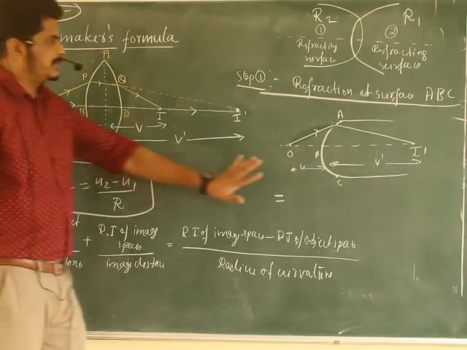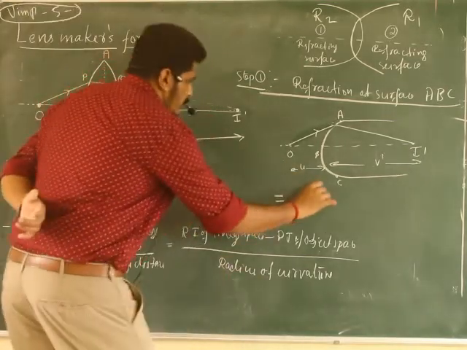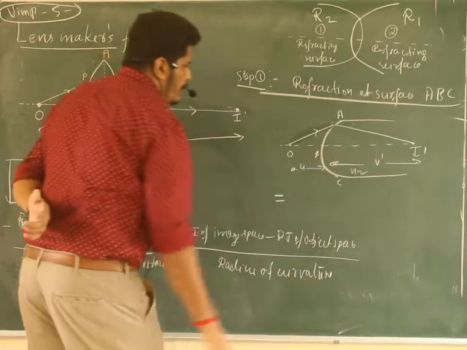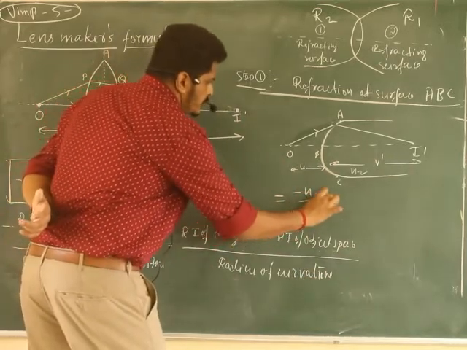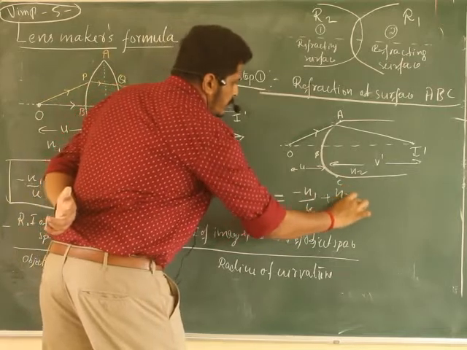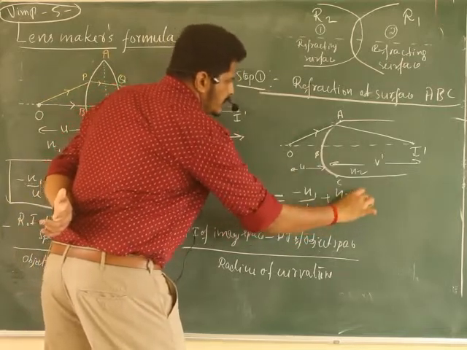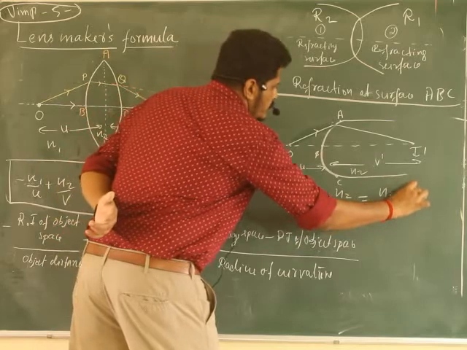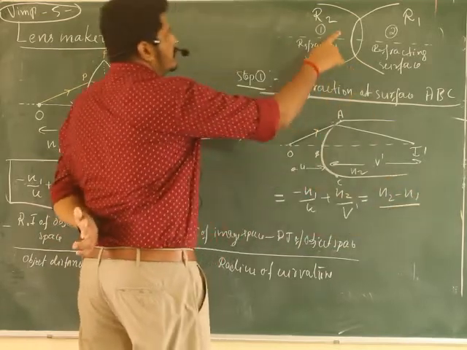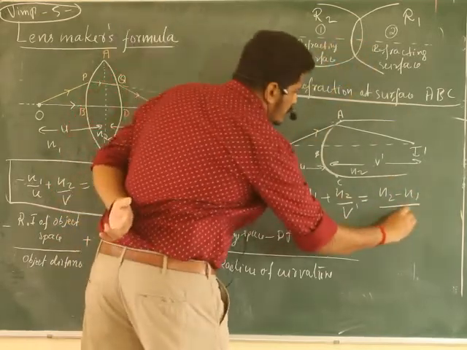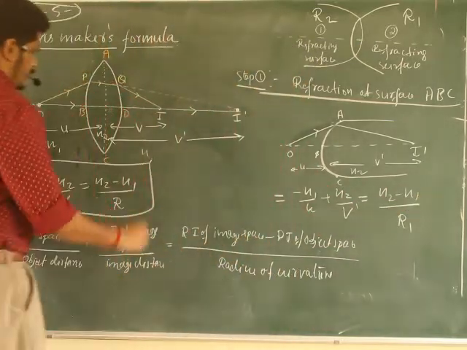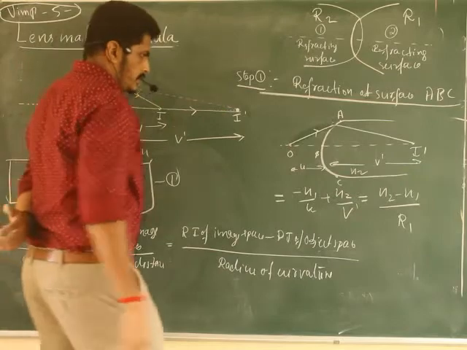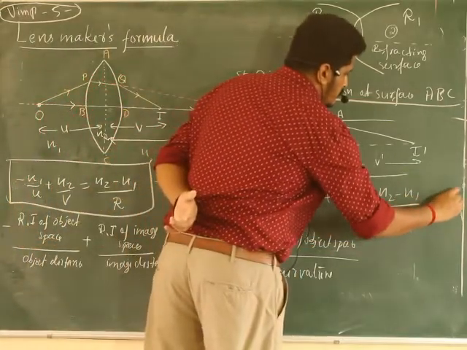Which case? This case. So, here it is N2, right? So this one is minus N1 by U, correct? Plus N2 by V dash here, correct? Is equal to N2 minus N1 by, what is the radius of curvature of this face? R1, correct? So, I will take this one as equation number 1. Then I will take this one as equation number 2.